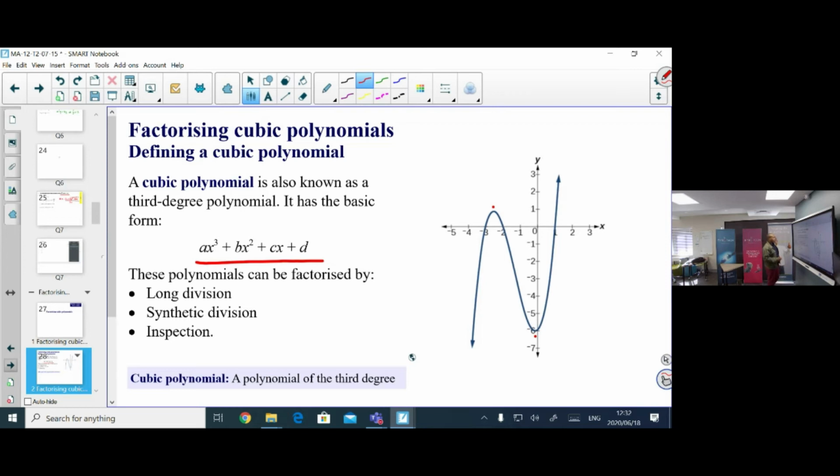You can factorize a polynomial by long division. You can also use synthetic division, and you can also use just inspection. Being clever to notice some pattern within it, you inspect and you find out that that is solvable by whichever method. So a polynomial of the third degree is a cubic polynomial.